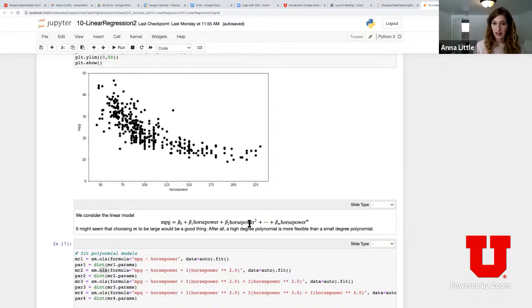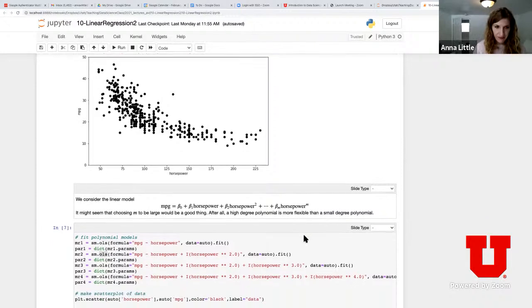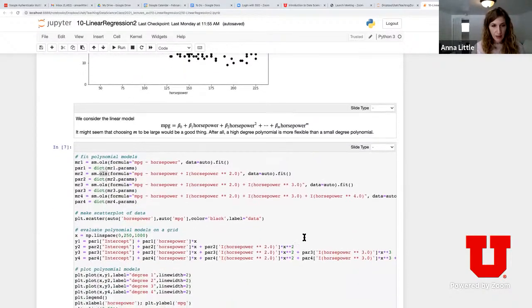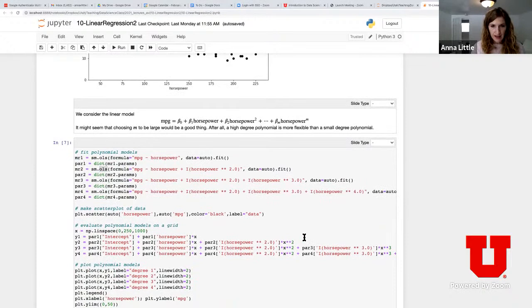It's going to be modeling it as various polynomials: second degree, third degree, fourth degree, etc., up through an nth degree polynomial. Okay, so it might seem that choosing m to be large would be a good thing, right? We could maybe really fit the data with a high degree polynomial since it's more flexible. But let's actually try it empirically and see how it goes.